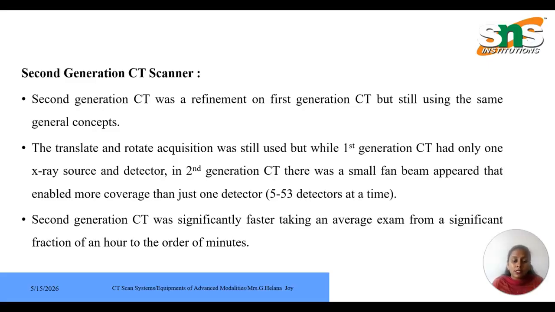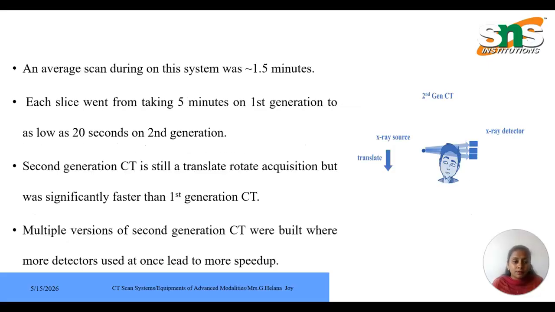The second generation CT was significantly faster than the first generation. It reduced the time to take an image from hours to minutes. An average scan on this system was approximately 1.5 minutes. Each slice went from taking 5 minutes on the first generation to as little as 20 seconds on the second generation. So the second generation is still a translate-rotate acquisition, but it was significantly faster.